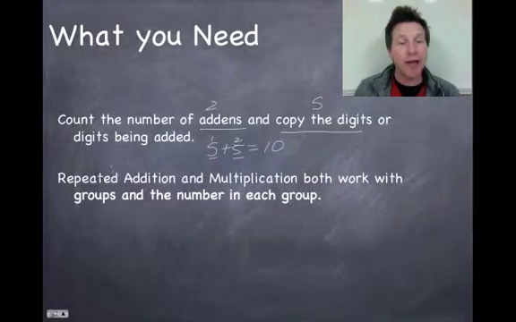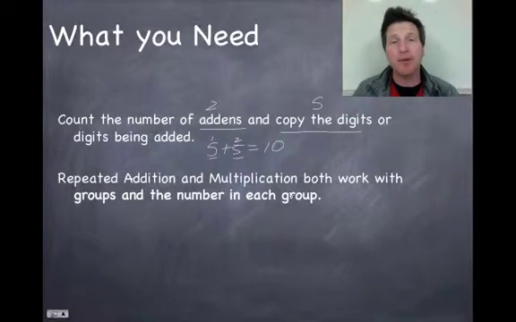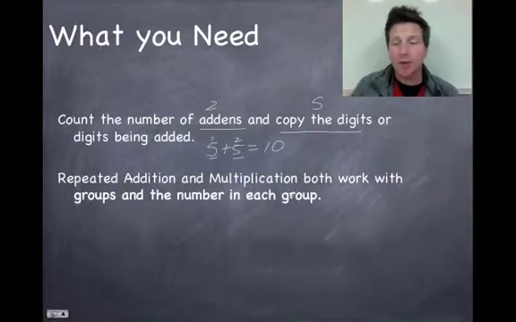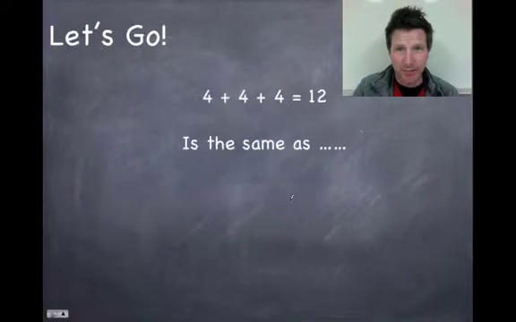You also have to know repeated addition and multiplication both work with groups and the number in each group. That's really the definition of multiplication. You're multiplying the groups and the number in each group, or the number in each group times the groups, however you want to say it, because it works with the commutative property. So if you know these things, you're going to be good to go today. So what does this look like? What does it sound like?